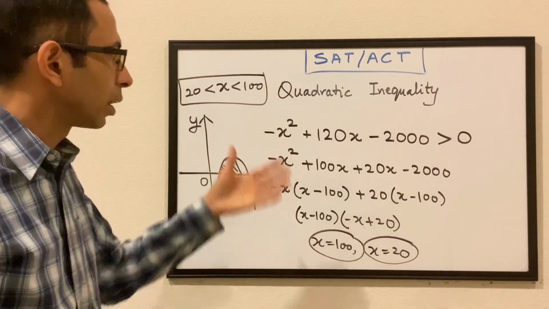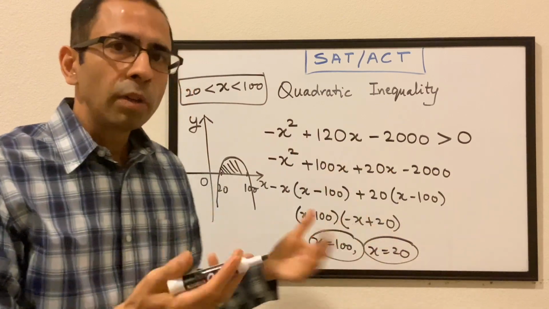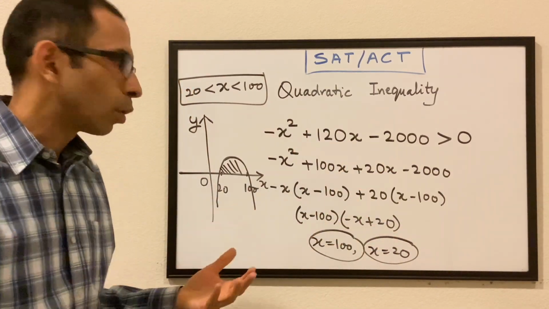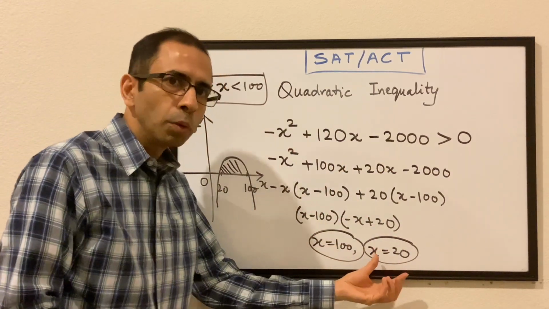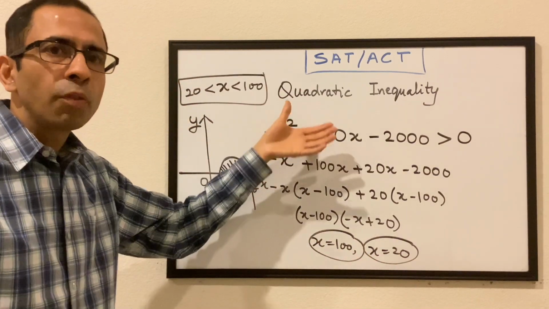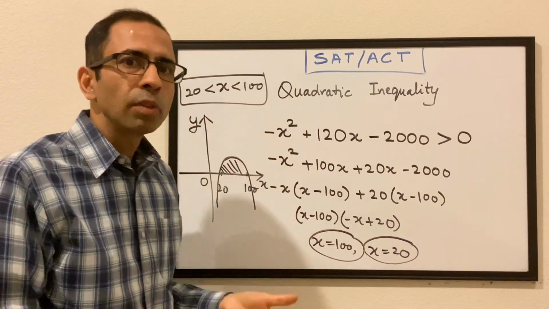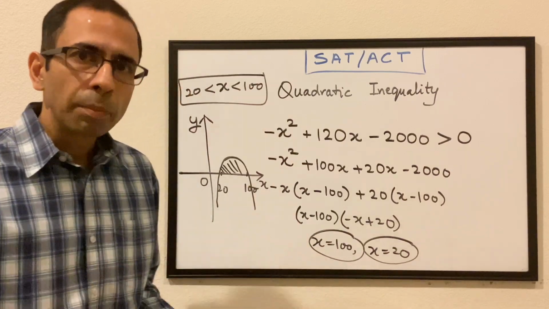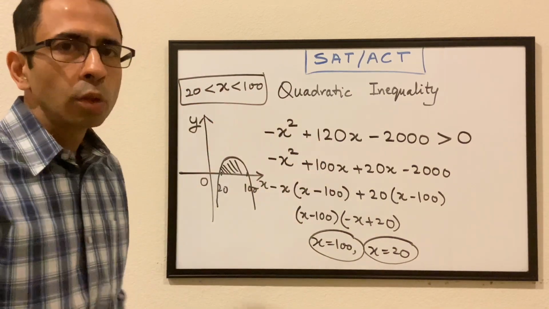Again, whenever we have a quadratic inequality, we try to find the roots by factoring or by the quadratic formula. Once we find the roots, we get a sense of whether this quadratic function will open upward or downward, and depending upon that we can find our solution set.